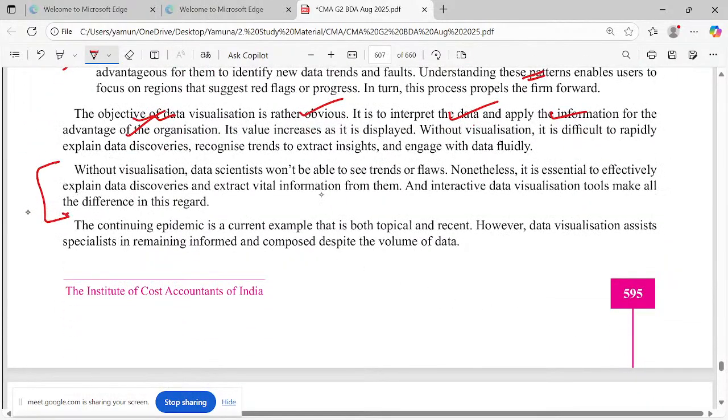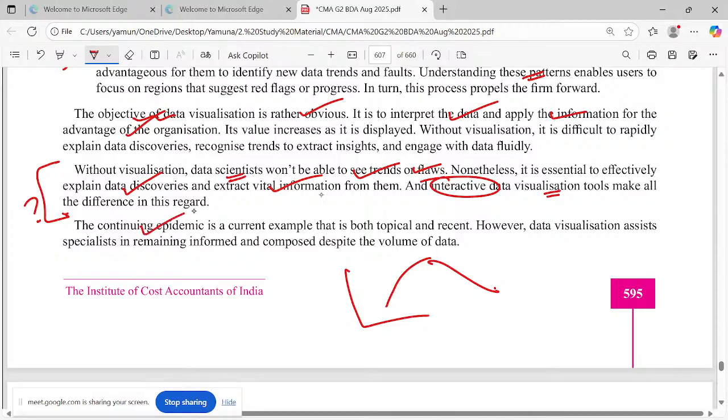What happens if there is no visualization? The data scientists working on this data will not be able to see trends and flaws. They will not be able to understand the pattern, this is the increase pattern, this is the decrease pattern. So to effectively explain what is happening in the data, how patterns are discovered, and to get the vital information, we definitely need to go for data visualization. And when we go for data visualization, it makes the data interactive also.